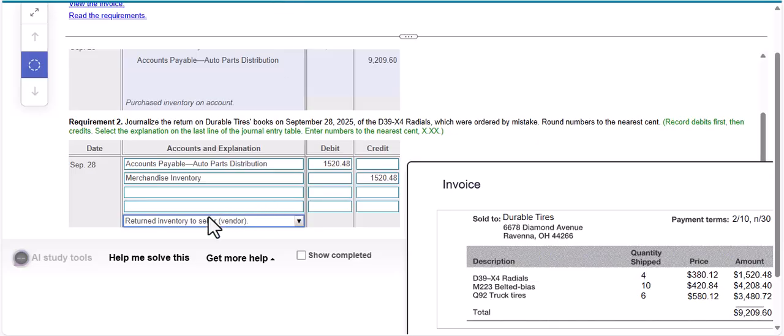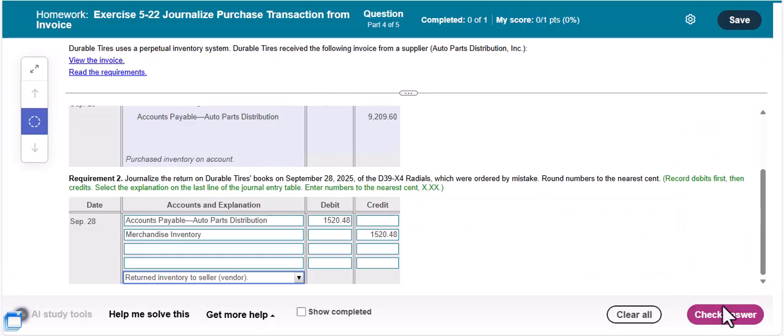And seller is also known as vendor, so they included that in parentheses. Let's go ahead and minimize this and check our answer.